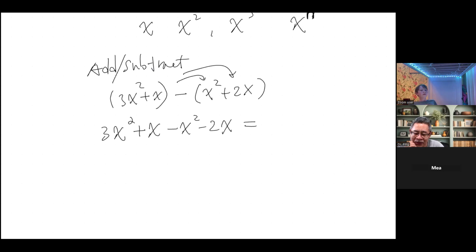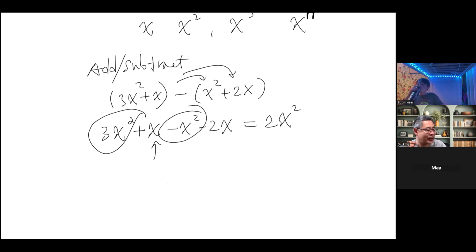This and this are like terms. So 3 minus 1, because you can think about this as 3 apples and minus 1 apple. We got 2 apples. And we can think of this one as bananas. And 1 banana minus 2 bananas. This means we owe someone 1 banana. So we got 2x squared minus x. So this is about add and subtract.